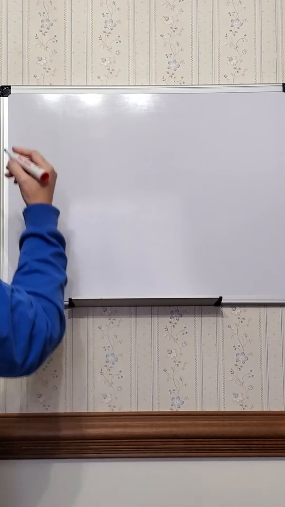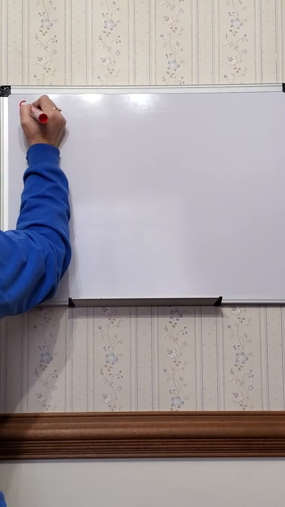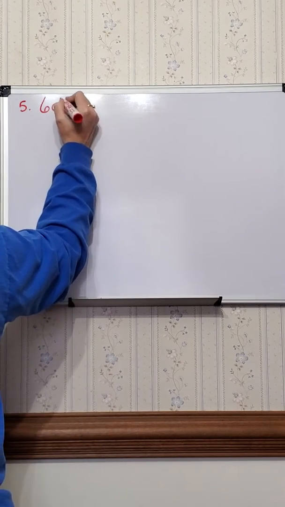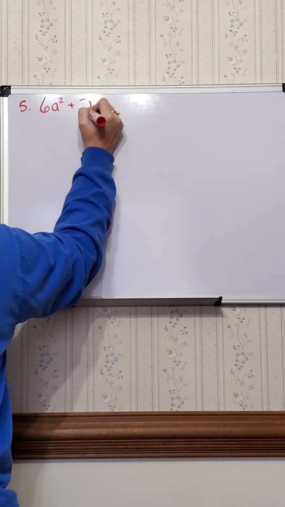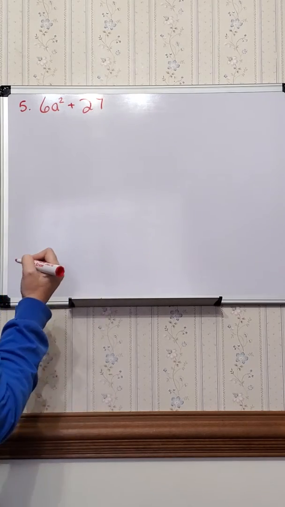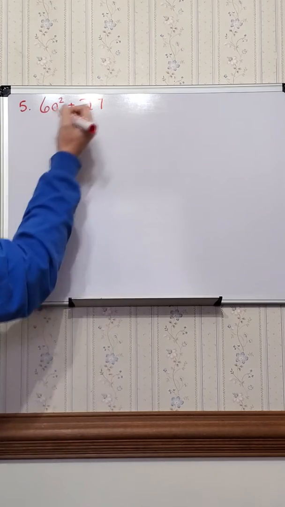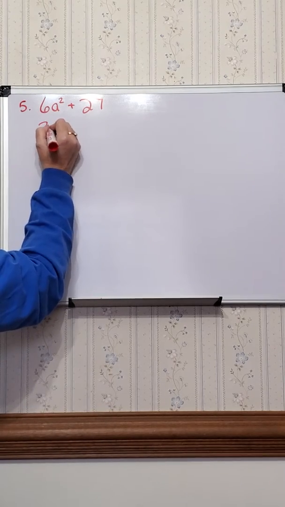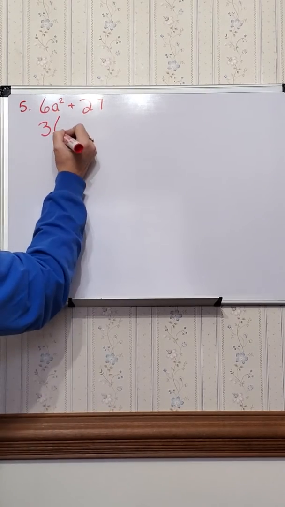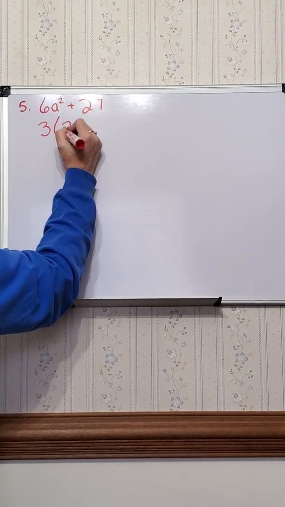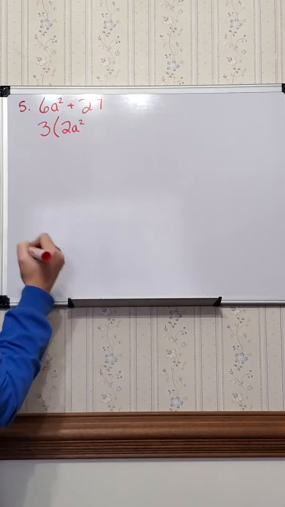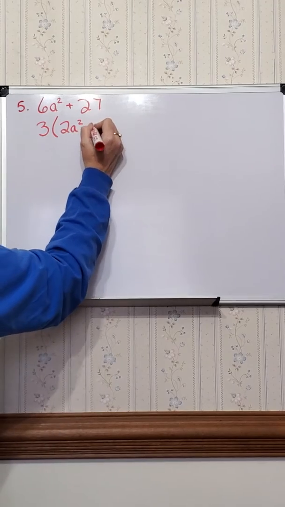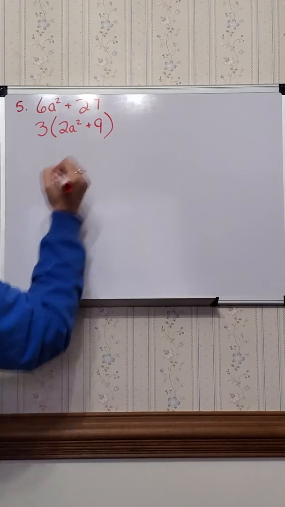All right, let's start with number 5. We've got 6a squared plus 27. So I look at that and I go, oh, 3 divides evenly into both of those. So let me pull a 3 out. Well, 6 divided by 3 is going to leave 2. 27 divided by 3 is going to leave 9.